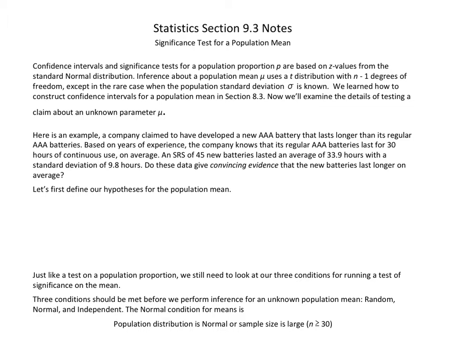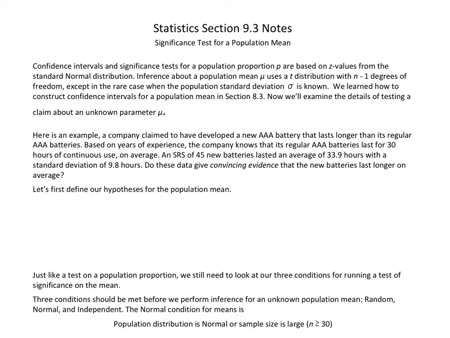So we learned how to do confidence intervals for a population mean in 8.3. So now we'll talk about significance tests for a population mean and then look at how that relates to our confidence intervals. We're going to start with an example about a company claiming to have developed a new AAA battery that lasts longer than its regular AAA batteries.